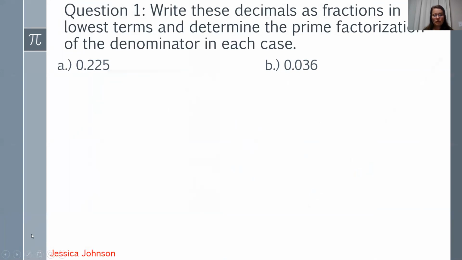Both decimals 0.225 and 0.036 have place values of thousandths. That's with a TH on the end. We know this by looking at the last digit in the decimal number, which is the 5 and the 6. But let's just say you didn't feel sure about this.